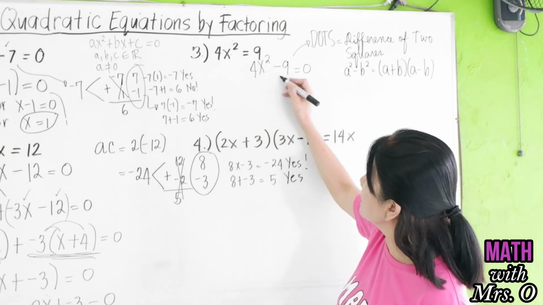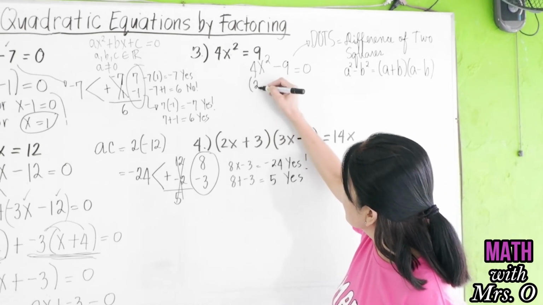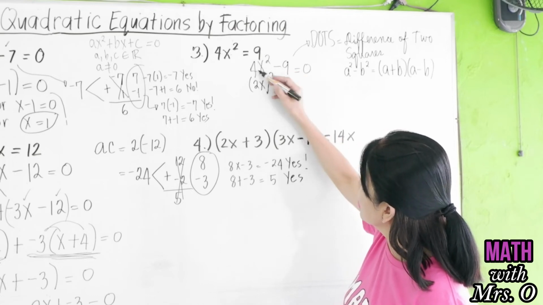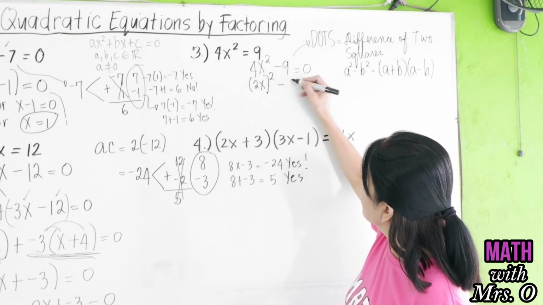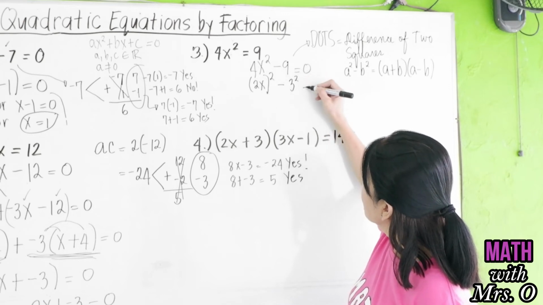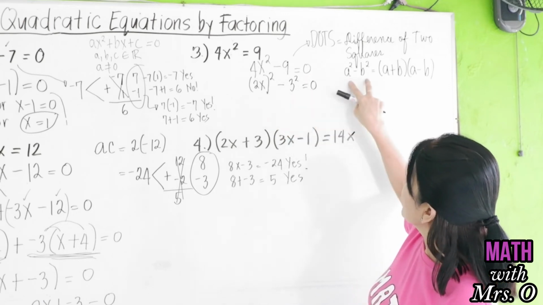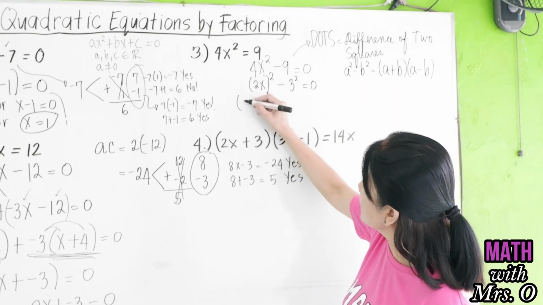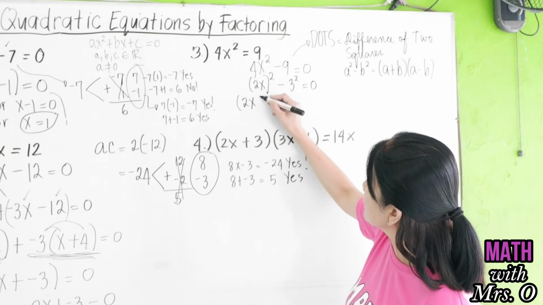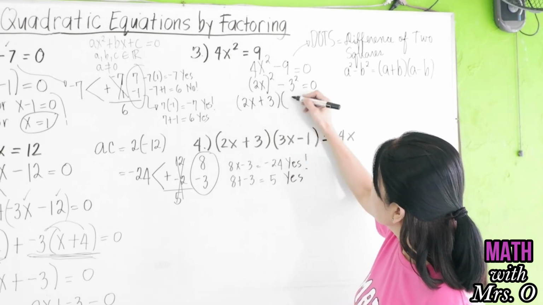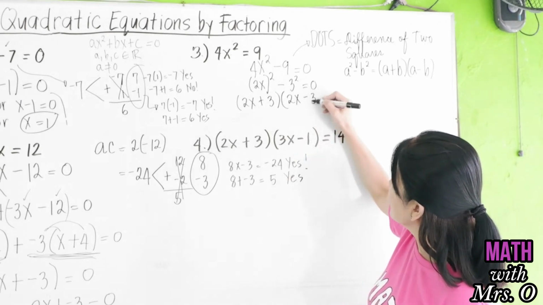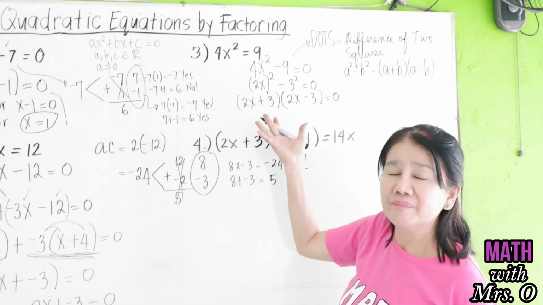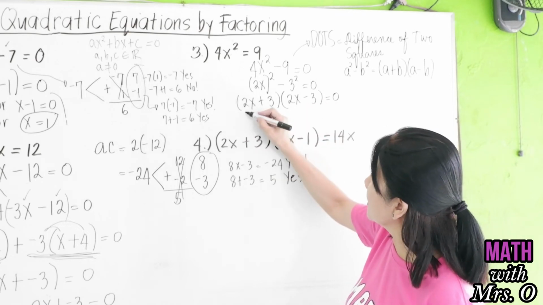So what are the factors here now? Isn't this the square of 2x? 2 squared is 4x squared. And the square of 3. So you have a difference of two squares here. Now that you have a difference of two squares, we know that the factors are 2x plus 3 times 2x minus 3 equals 0. Apply the zero product theorem again.